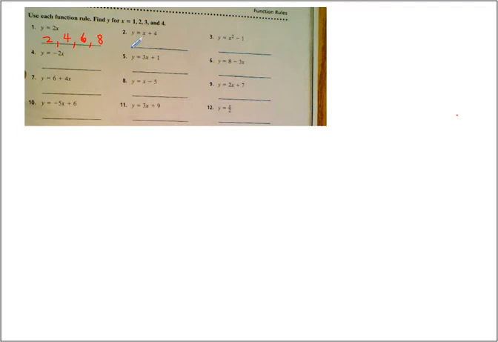y is equal to x plus 4. And all this is going to be is the value of x plus 4. So I'll do that, another quick way of showing that to you. This first one over here is when x is equal to 1, 1 plus 4 equals 5. When x is equal to 2, 2 plus 4 equals 6. When x is equal to 3, 3 plus 4 equals 7. When x is equal to 4, just plug in 4 plus 4 equals 8.